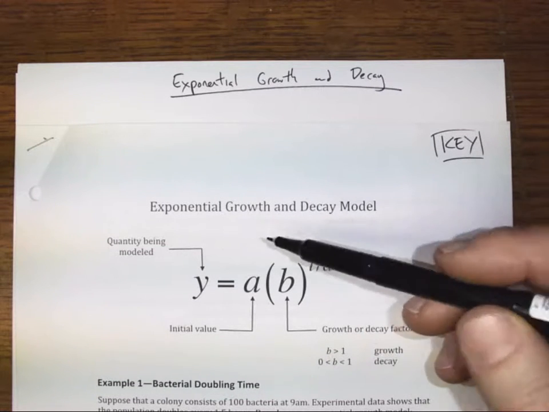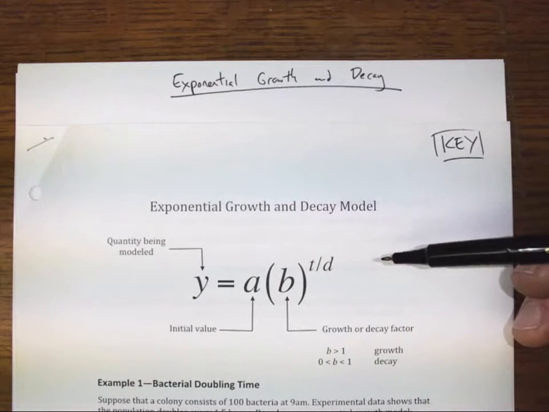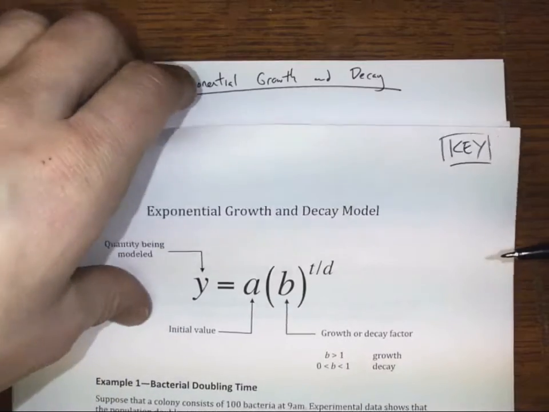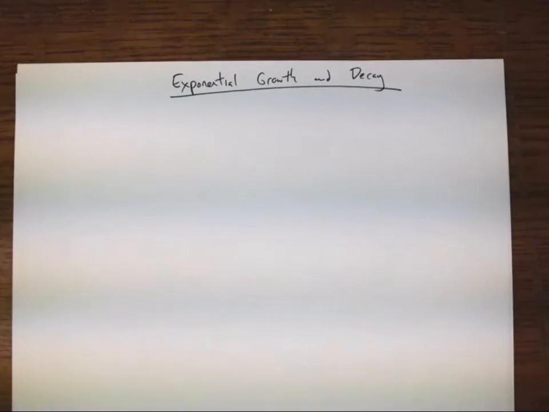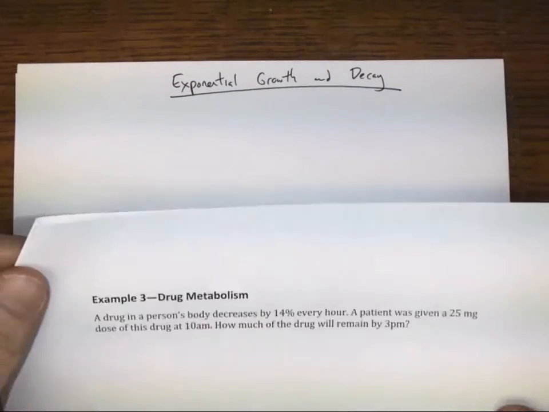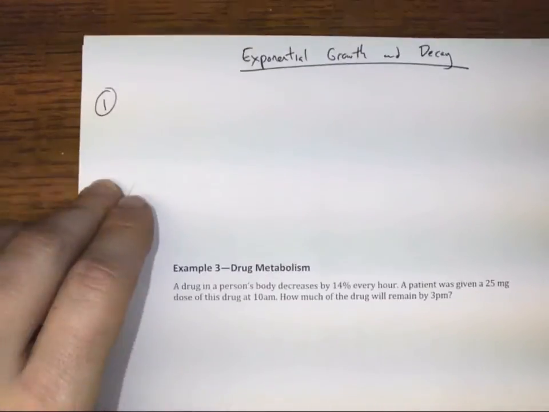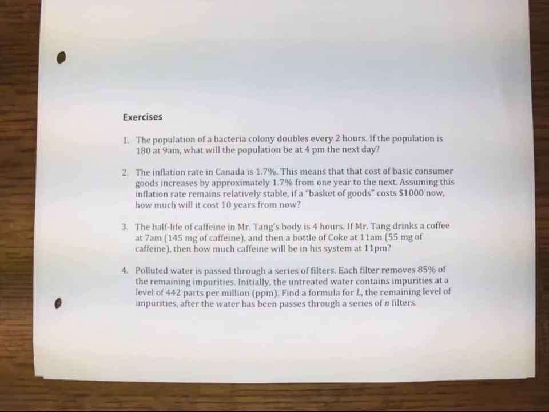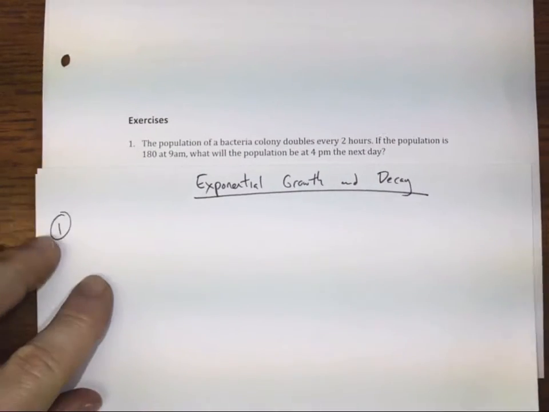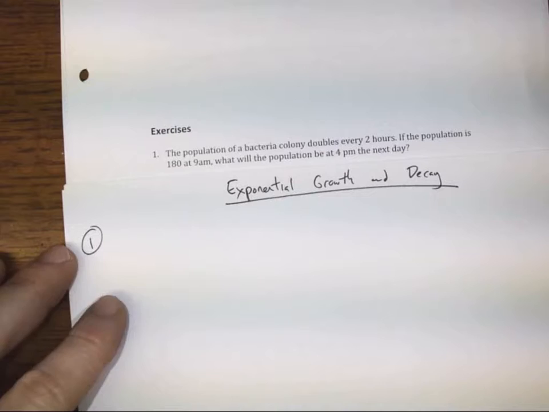For our questions about modeling exponential growth and exponential decay. So we'll start with question 1. What do we got here? So we got a population of bacteria that doubles every 2 hours.